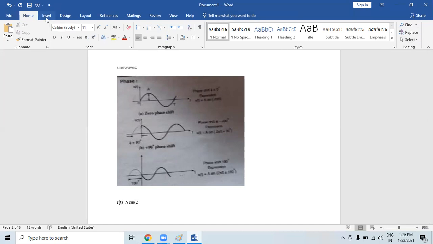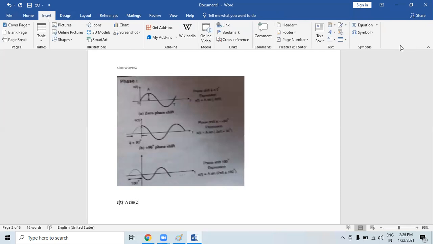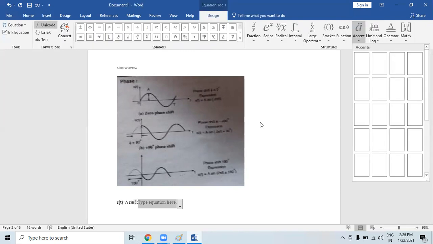We require this area in this one. Just 1 minute.